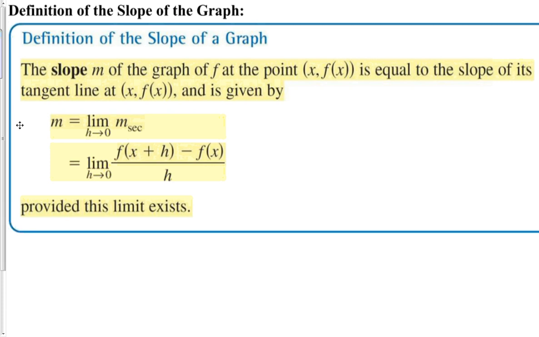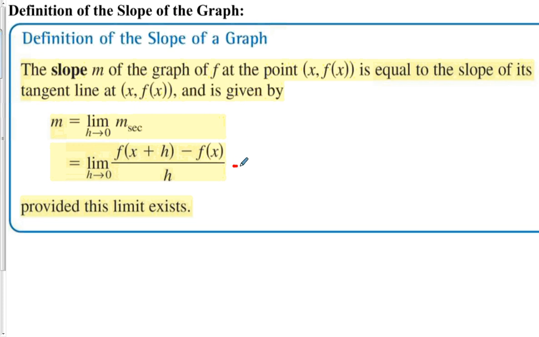Next, moving on, definition of slope of a graph. Clearly, slope is what our m value is. However, we're talking about the slope of a tangent line. The slope m of the graph of f at a point (x, f(x)), so x, y, is equal to the slope of its tangent line at (x, y) and is given by the limit as h goes to 0 of f(x + h) minus f(x), all over h.